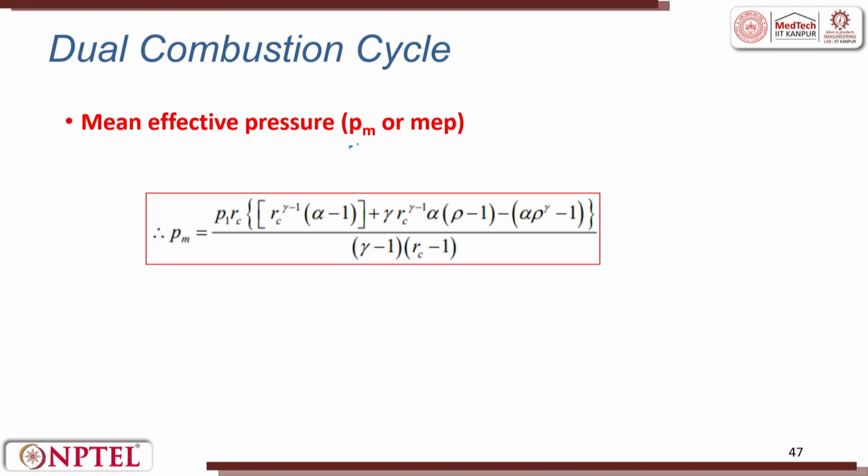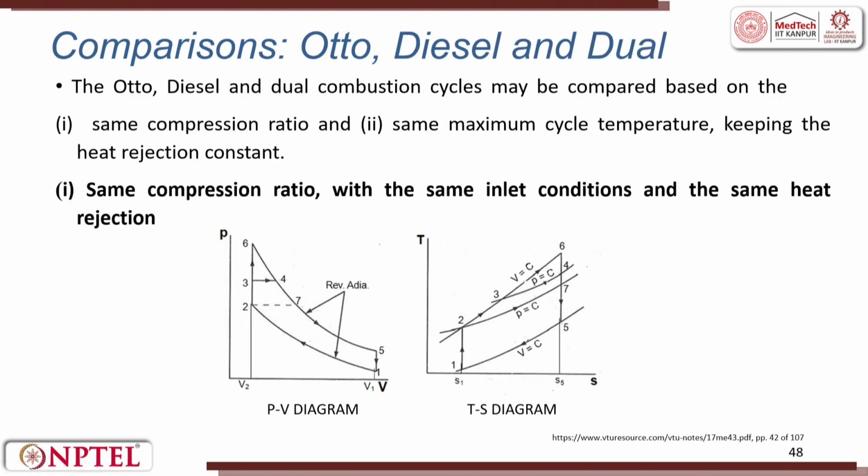The mean effective pressure is also very important. Two things are very important: efficiency and PM, the mean effective pressure. The mean effective pressure is again written in this form. Now, what we will do is compare the Otto cycle, diesel cycle and dual cycle.